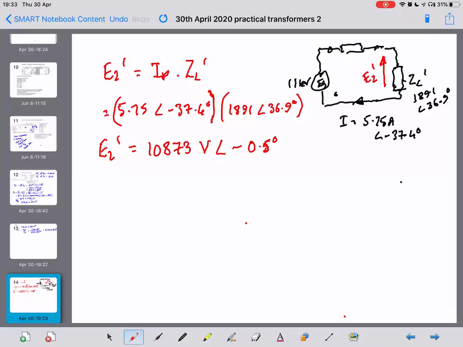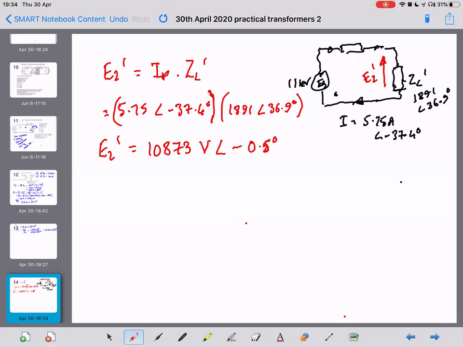Oh, hang on. No, I've got minus 74 degrees. Hang on, you're multiplying, so it's minus 37.4 plus 36.9. Oh, I need to add them. Yeah, okay. That's where I'd gone wrong.